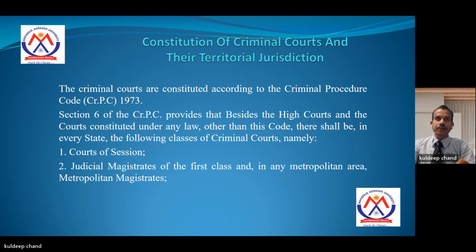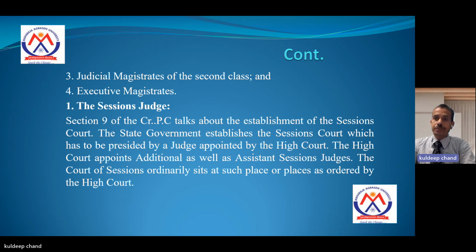the following classes of criminal courts, namely: number one, Court of Sessions; number two, Judicial Magistrate of the first class and, in any metropolitan area, Metropolitan Magistrates; number three, Judicial Magistrates of the second class; and number four, Executive Magistrate.